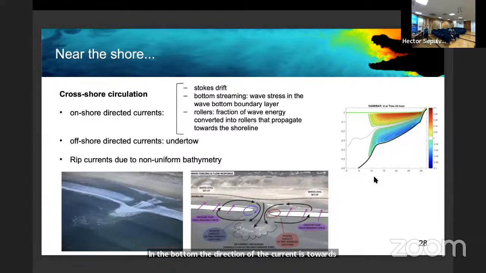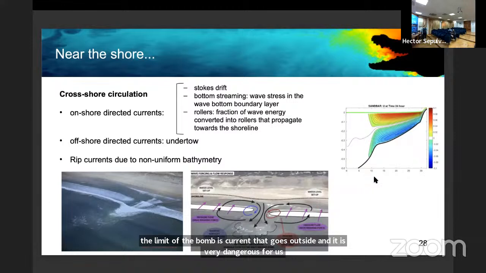And finally, due to the non-uniform bathymetry, typically sandbars and things like that, you can have the creation of what are named rip currents. This is a current where you have transport associated with waves on top of the bar, and then the change in vorticity at the limit of the bar makes this current that goes outside, and it is very dangerous for swimmers, actually. So there are many things to consider in the nearshore zone, and if you don't have the waves in the nearshore zone, you will not properly simulate the circulation.